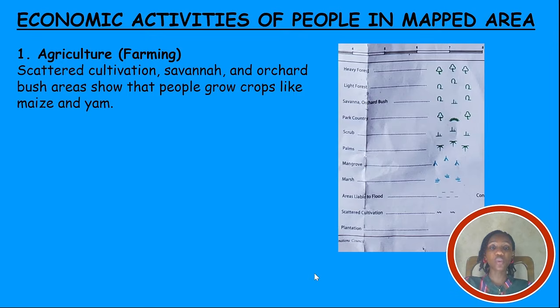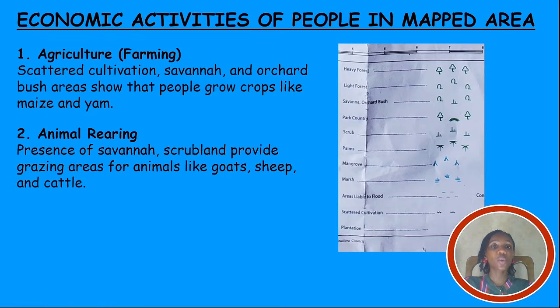because, as I told you, to take note of all those symbols that we saw on the map. On the mapped area, we saw a lot of scattered cultivation. We also saw symbols that look like this, and now we know that they mean scrubs. We also saw symbols that look like upside down horseshoes. Those ones mean light forests. So the scrub and the upside down horseshoes that we also saw together in some areas indicate savanna and orchard bush areas. And this is the reason why it was said that farming will likely be the main occupation of people in this area, because the whole map is basically filled with scattered cultivation and scrubs.